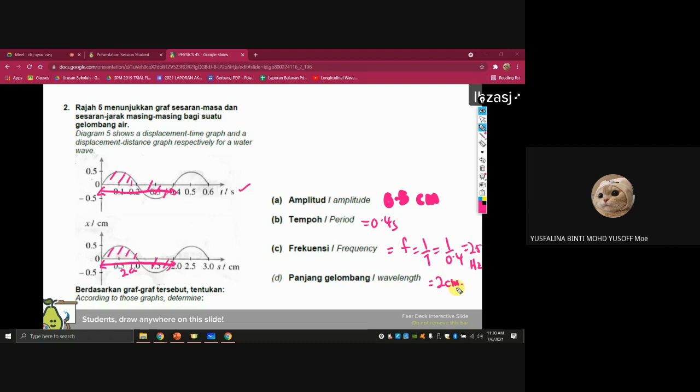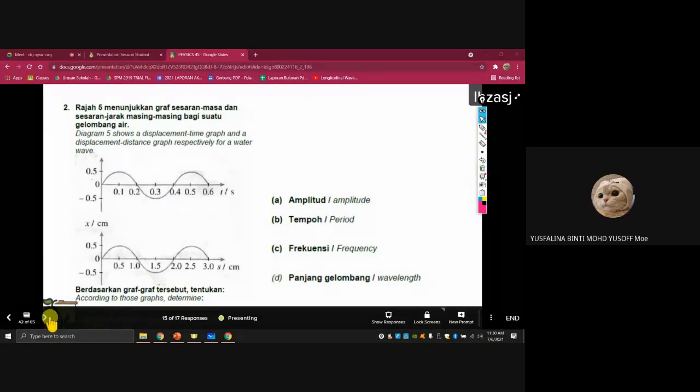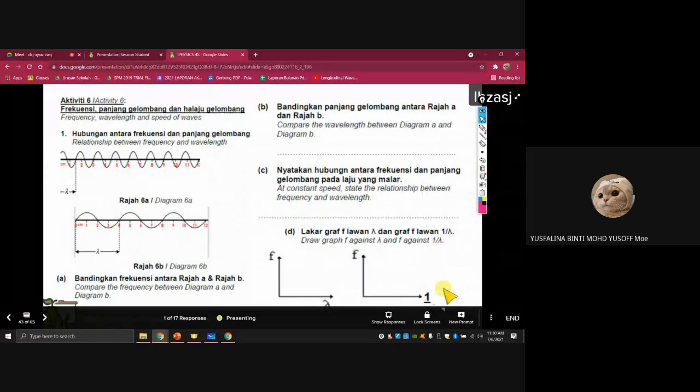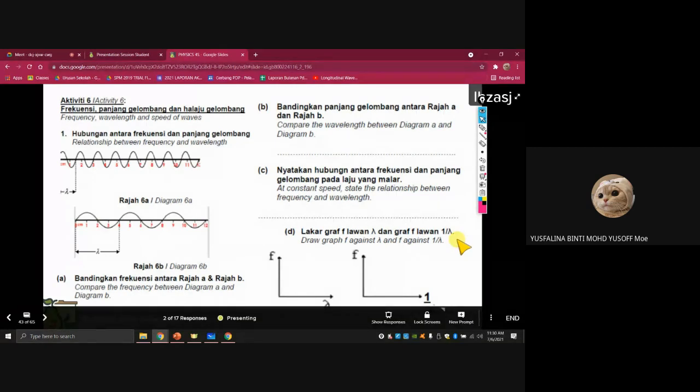Okay, are you clear for this one? Any question you want to ask teacher? No? Okay, let's move on to the next one. Here you have to compare the frequency and the wavelength, and state the relationship between the frequency and the wavelength at constant speed. Then you have to draw a graph. For the frequency, if the waves are closer to each other, it means the frequency is very high.